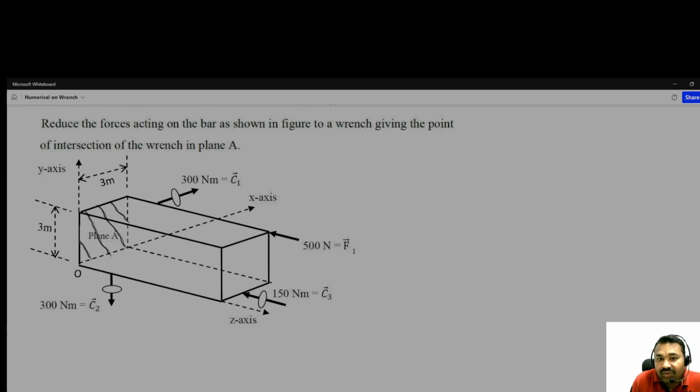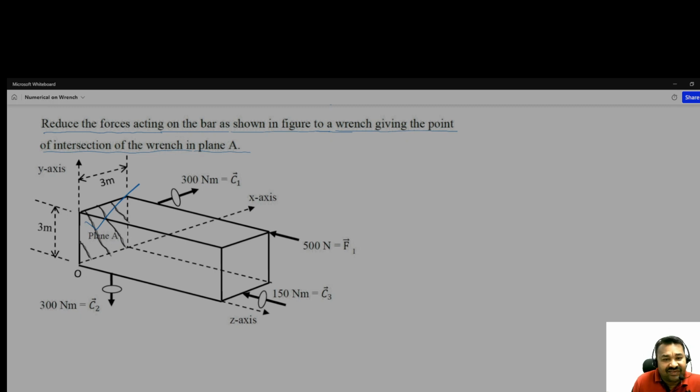Now let us do the problem on range. In this problem, firstly, let us read the statement of the problem. Reduce the forces acting on the bar as shown in the figure to a range giving the point of interaction of the range in plane A. So this is the bar and this is the plane A.